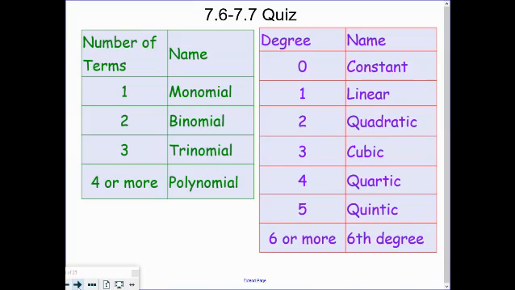So remember the names for terms: monomial, binomial, and trinomial, and polynomial. Okay, the names for degree: constant, linear, quadratic, cubic, quartic, quintic, and anything above that we just say 6th degree, 7th degree, and so forth. All right, if you do not have this in your notes, you need to pause this video, copy these down, and make sure you have these.